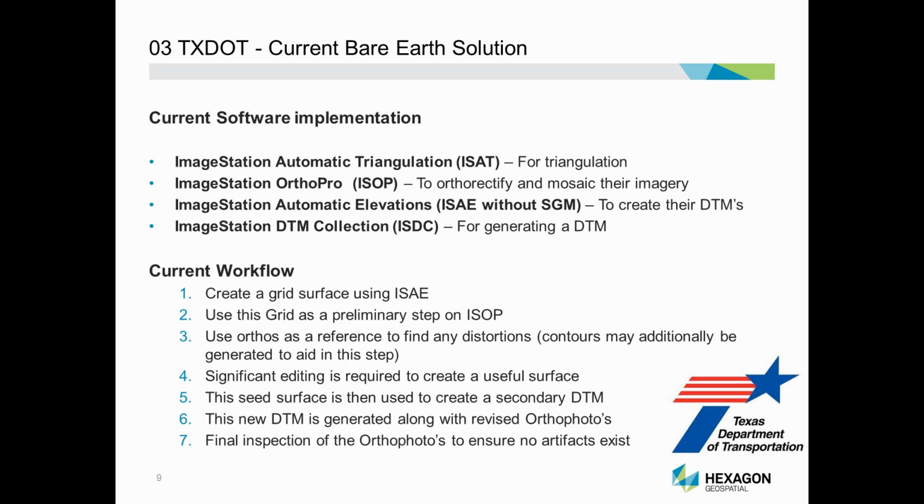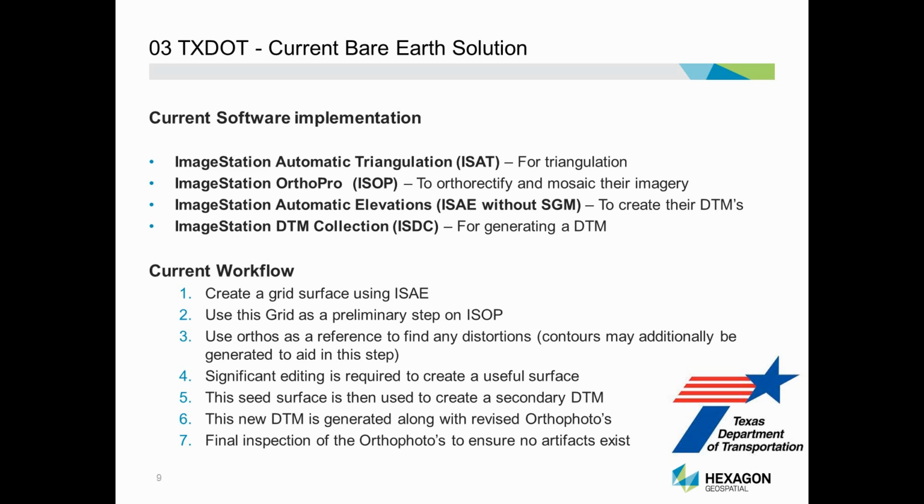Okay, so the current solution that the Texas Department of Transportation has, they use a bunch of different software products currently. They use our Image Station Automatic Triangulation, ISAT, for triangulation, obviously. Image Station Ortho Pro to orthorectify and mosaic their imagery. They also use Image Station Automatic Elevations.